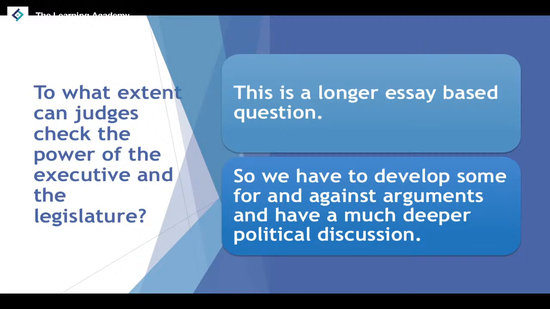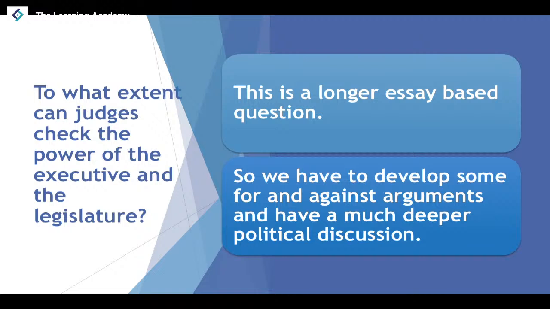So let's think about this question. To what extent can judges check the power of the executive and the legislature? We are given a debate that has two sides. On the one hand, judges can check the power of the executive and the legislature in a significant or meaningful way. And then on the other hand, the other side of that argument is that they cannot, or they don't significantly check the power of the executive or the legislature. So they're the two sides of the argument.